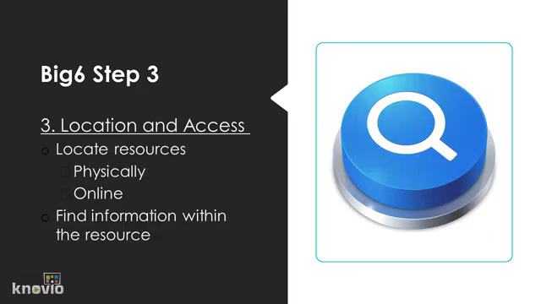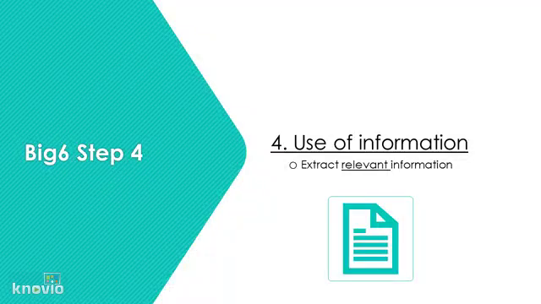The third step is the location and access step. In this step, you need to locate your resources, whether physically or online, and find the information within the resource. In this step, it is a great idea to use your teacher and your librarian to help you find the resources and information that you need if you get stuck. In this step, you can ask yourself, does this resource help me answer the original question? And do I have to read the whole thing to know if it's a good fit?